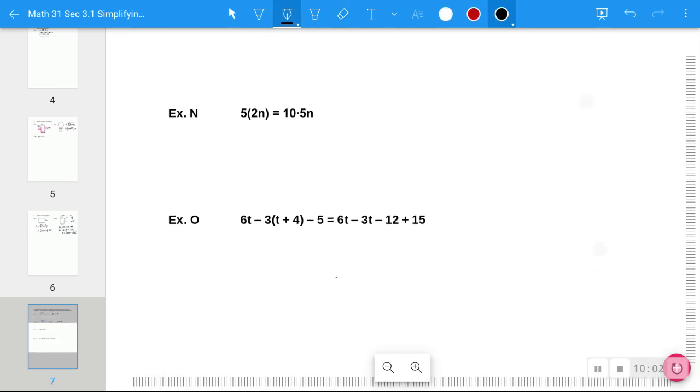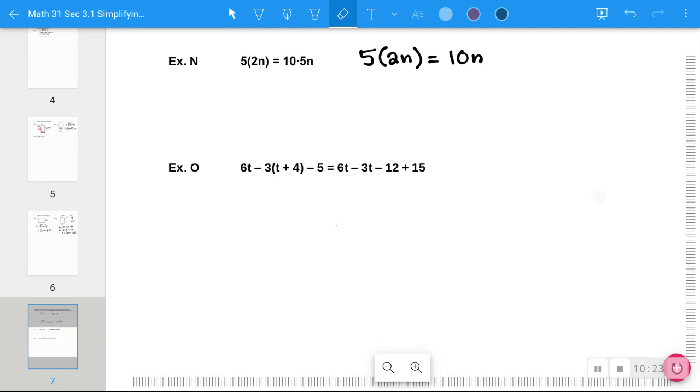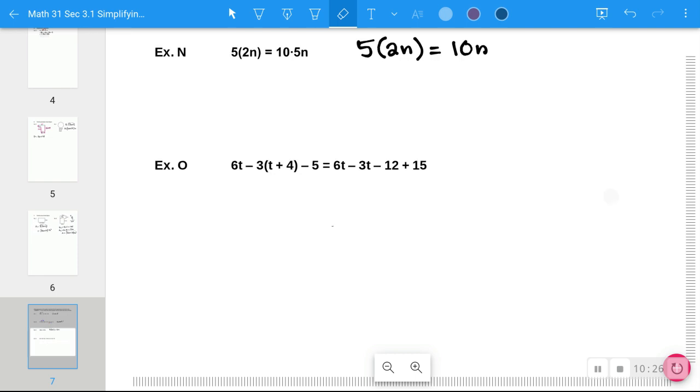Okay, the next two actually have mistakes in them. On this one here, example N, it looks like they distributed here. The problem is there's no plus or minus sign inside that parentheses, so distributing is not the way to get this problem done. And it's done correctly off to the side, which is what you're supposed to do when they're wrong. Just fix it.